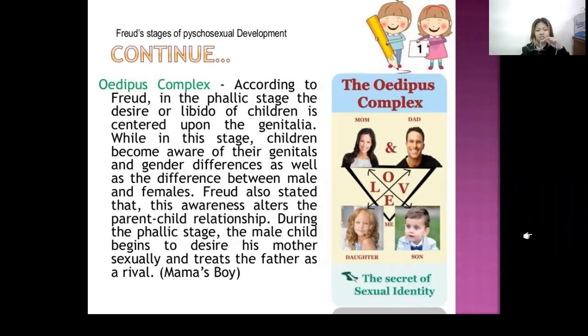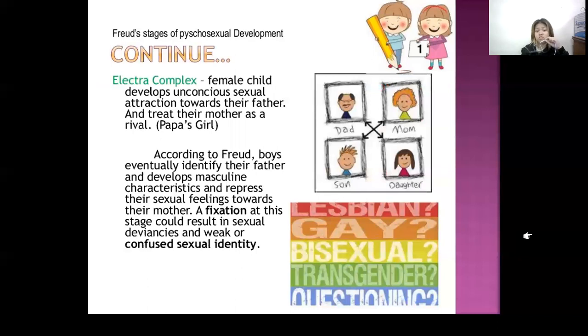Okay? During the phallic stage, the male child begins to desire his mother sexually and treats the father as a rival. So, yung term na mama's boy, dyan galing yan sa Oedipus complex. Kapag ka-Electra naman, the female child develops unconscious sexual desire or sexual attraction towards their father and treat their mother as a rival, or papa's girl. Ayan. According to Freud, boys eventually identify with their father and develop masculine characteristics and repress their sexual feelings towards their mother. A fixation at this stage could result in sexual deviancies and weak or confused sexual identity.